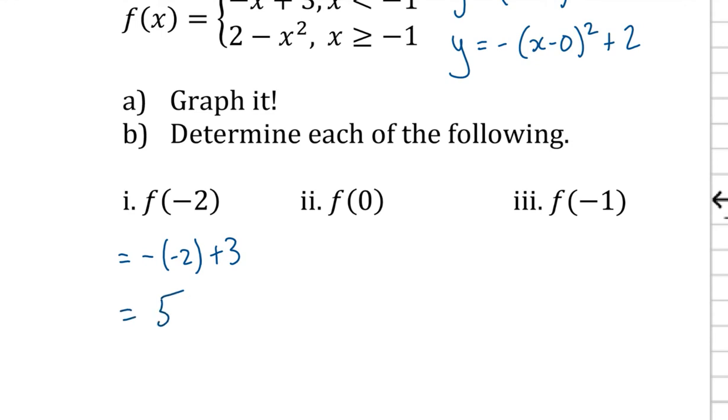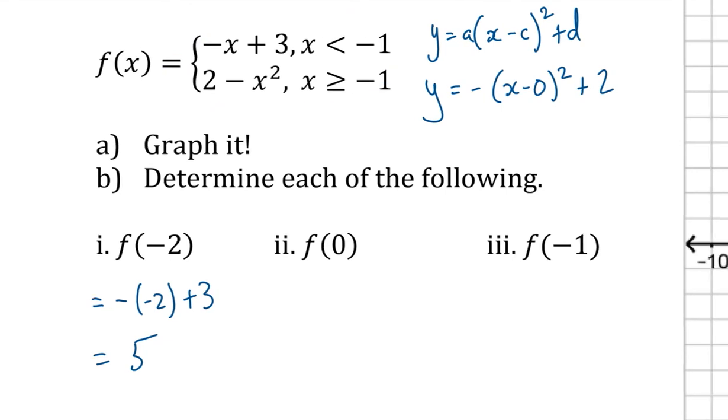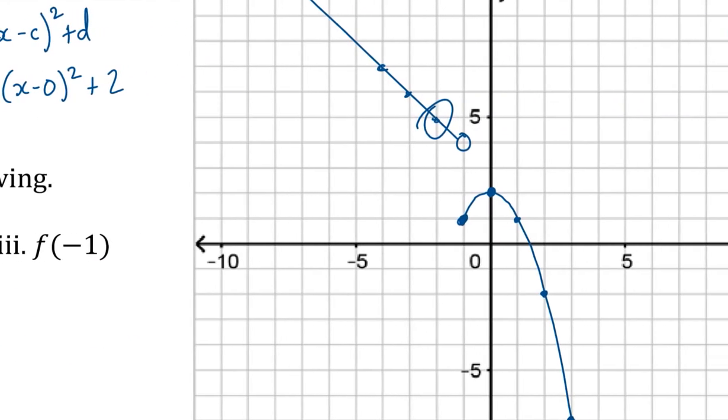It matches up with what we did on the graph, but notice that we do have to make a decision based on the x value. What domain are we in? F at 0. Well, now I'm in the other one. 0 is greater than negative 1, so this is going to be 2 minus 0 squared, which is 2. Does that fit with our graph? Sure does.